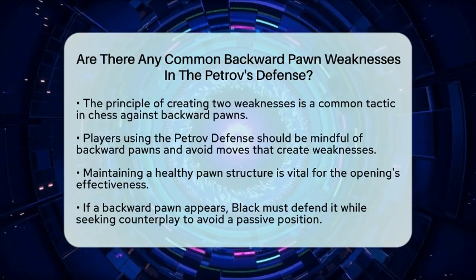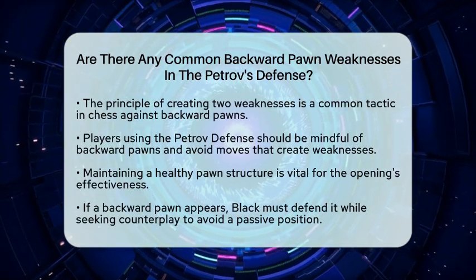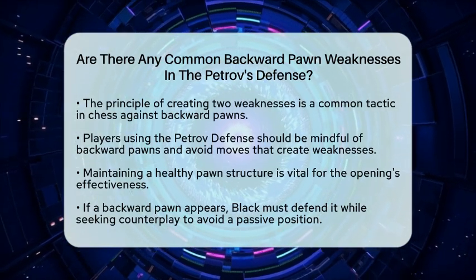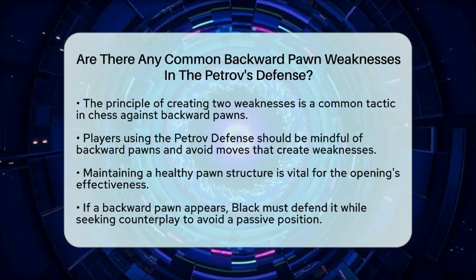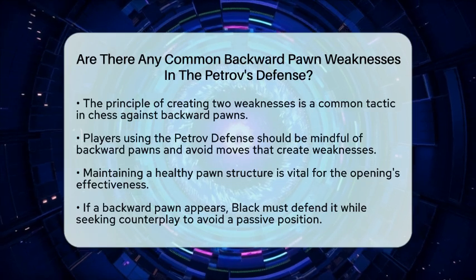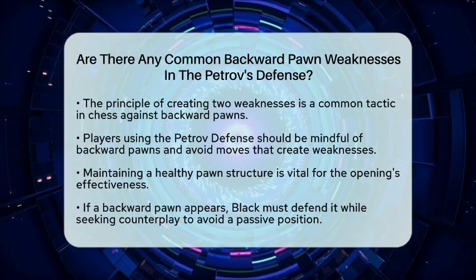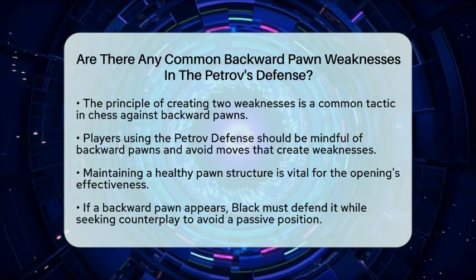In summary, backward pawn weaknesses are not common in the Petrov defense due to its solid and symmetrical nature. When they do occur, they can become a target for White and a challenge for Black, requiring careful piece coordination and strategy to maintain balance.